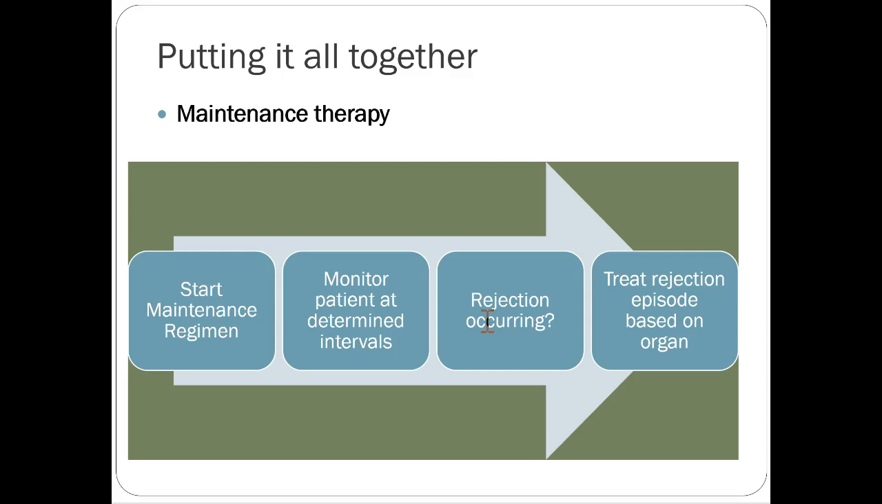If rejection is occurring during maintenance, so once you started your maintenance regimen, whether the rejection occurs immediately or whether it occurs in a year, whatever it might be, you kind of treat it based on how severe it is and based on the organ. And also, again, this might be significantly related to an institution's protocols. Likely, your transplant center is going to have a specific way that it treats rejection or approaches rejection for each patient.